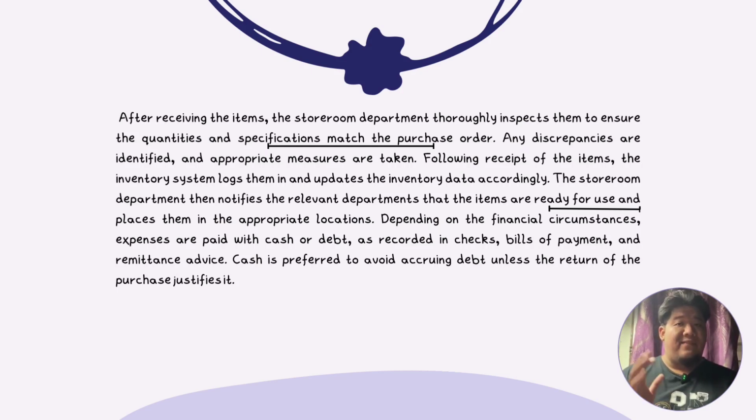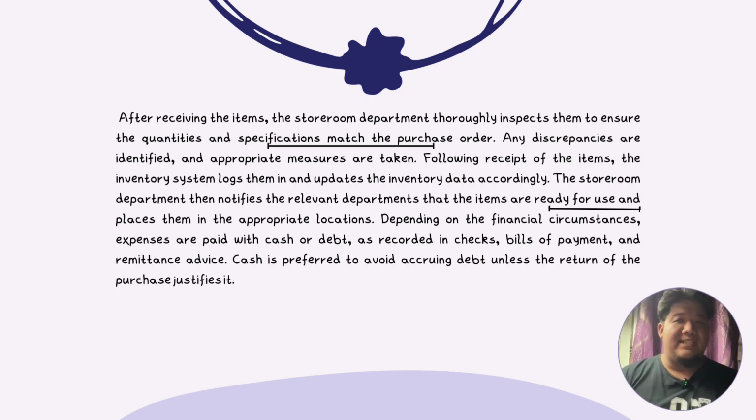The second one is the inventory system. Following the inspection, the inventory system logs the items and updates the inventory data accordingly. The storeroom department then notifies the relevant department that the items are ready for use and places them in the appropriate location.